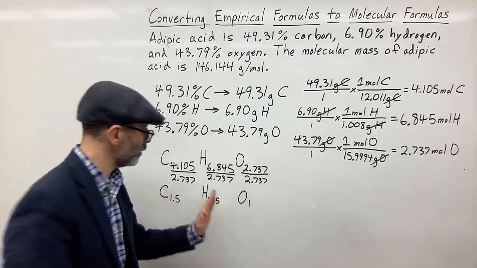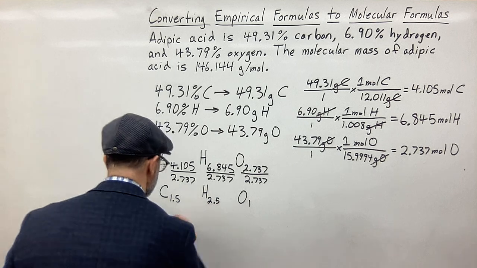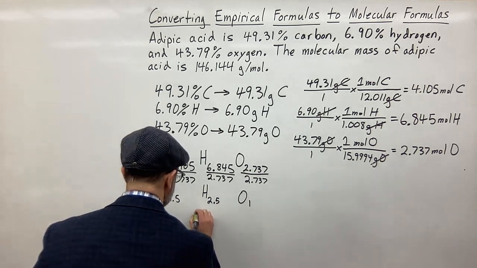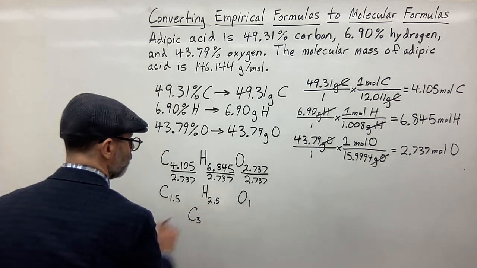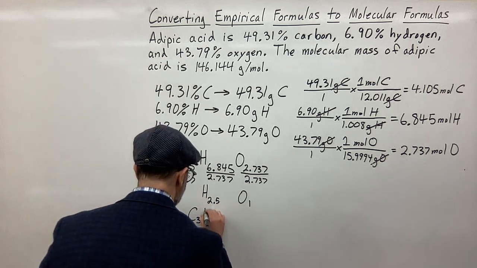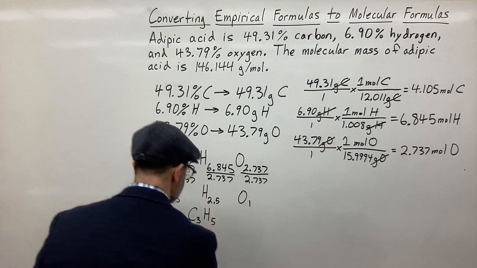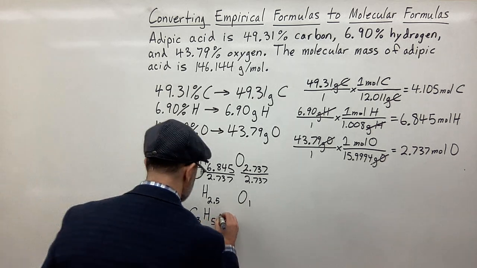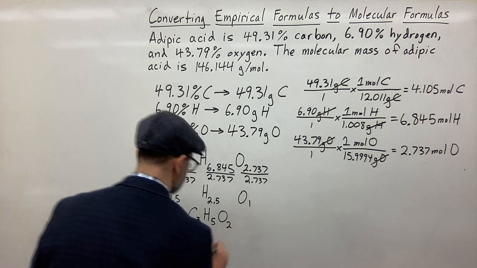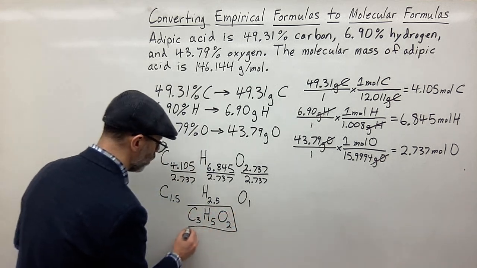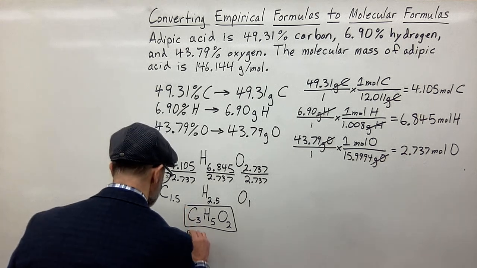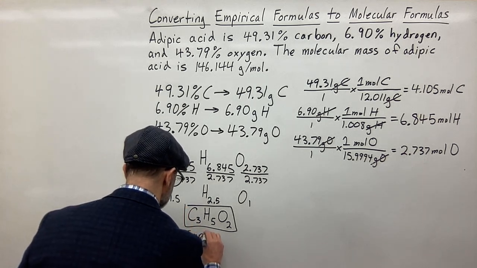So if we multiply everything by 2, we end up with 1.5 times 2 is 3, so it's C3. And then 2.5 times 2 is 5, so H5. And then 1 times 2 is 2, so it's O2. And so this is the empirical formula. So, empirical.